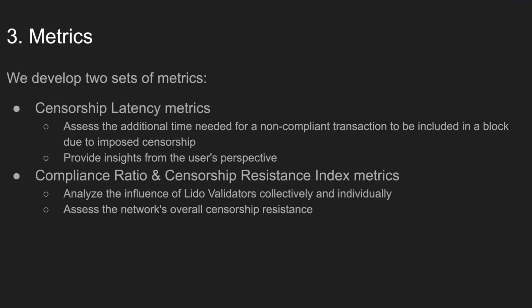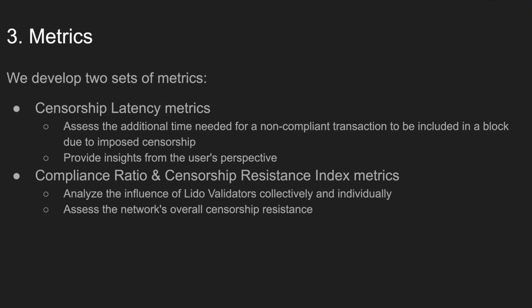So, the metrics. We developed 2 groups of metrics. The first one is censorship latency metrics. These metrics help us to assess the additional time needed for a non-compliant transaction to be included into a block. And also these metrics provide an insight from the point of view of an Ethereum user who tries to make a transaction which touches the prohibited addresses.